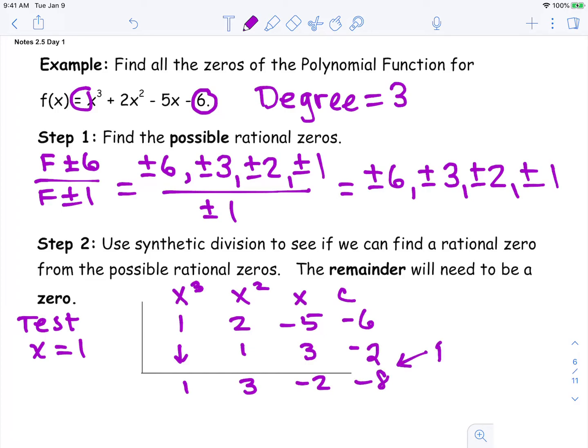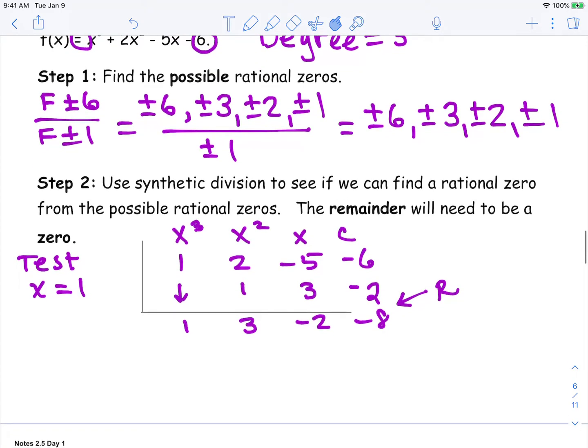This remainder is not 0. So this is not a 0 of the function. So now we continue picking one of the other 7. So I'm going to test x equals 2. Doing my synthetic division again.